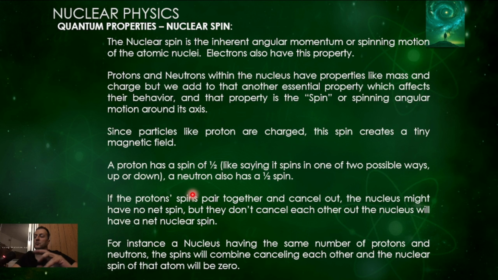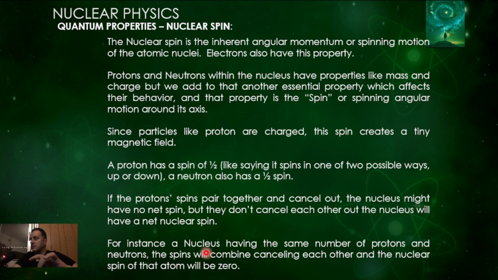So the spins of the protons pair together and cancel out. They kind of annihilate each other, so you won't have a net spin, or the net spin would be 0. For instance, for a nucleus having the same number of protons and neutrons, the spins will combine, canceling each other, and the nuclear spin of that atom will be 0.